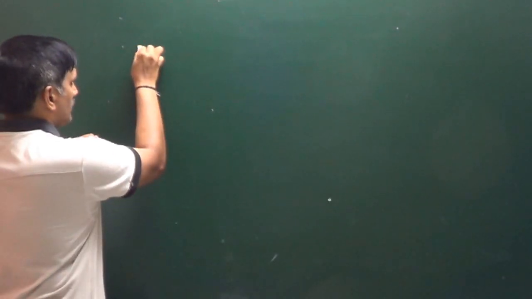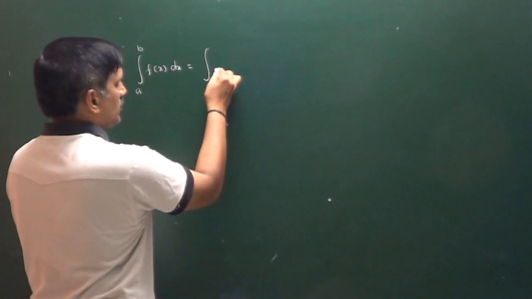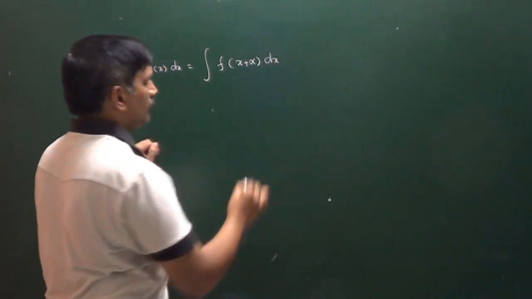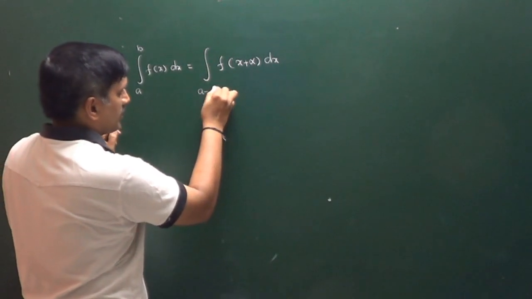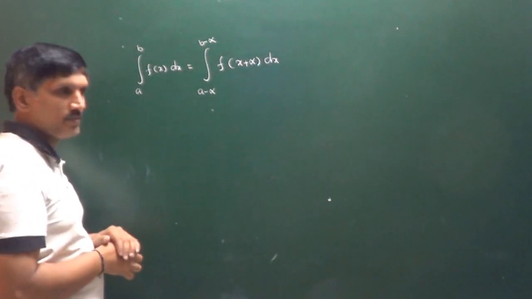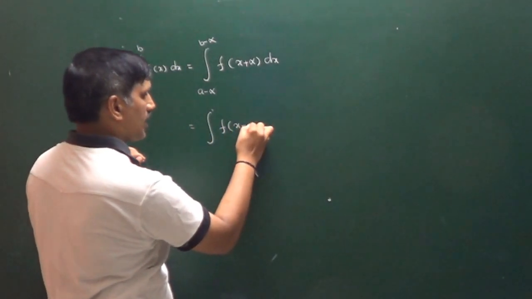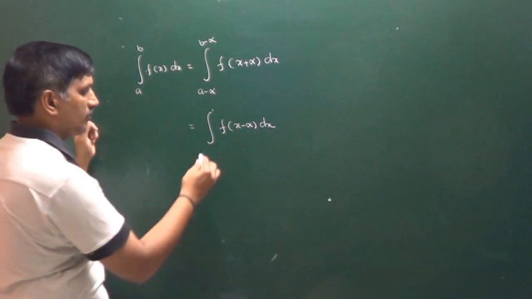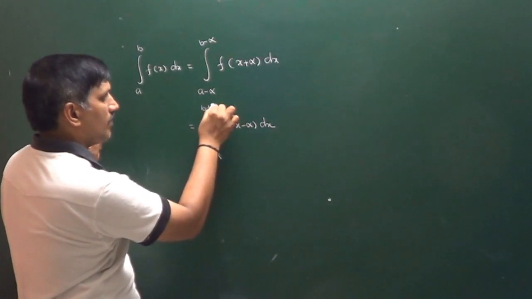Integral a to b f of x dx, we can write it as integral of f of x plus alpha dx. Whenever we write x plus alpha, how do the limits change? We can write them as a minus alpha, b minus alpha. At the same time, we can also write it as integral f of x minus alpha dx, where x is replaced by x minus alpha. Then the limits change to a plus alpha to b plus alpha.